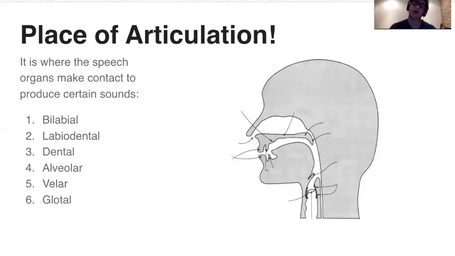Now, the second part of our lesson is the place of articulation. And it is basically which parts of our speech organs make contact in order to produce sound. Now, there are 6 different ones: the bilabial, labiodental, dental, alveolar, velar, and glottal.